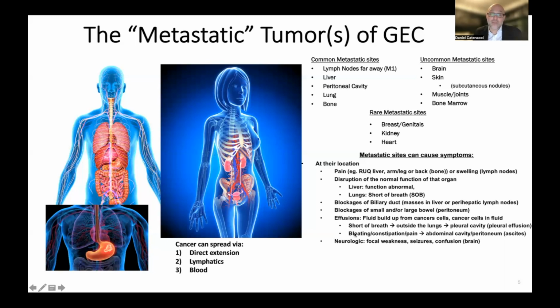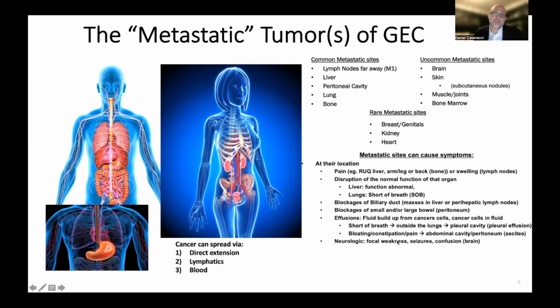And similarly, fluid that accumulates inside of the abdominal cavity or the peritoneal cavity, which we call ascites, can cause bloating, altered bowel movements, constipation, and also discomfort and distension. And then if they've spread to the brain, which again is a little bit less common, but does occur, you can experience focal weaknesses in extremities, confusion, seizures as a consequence of a brain lesion there.